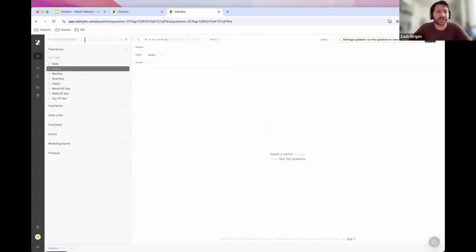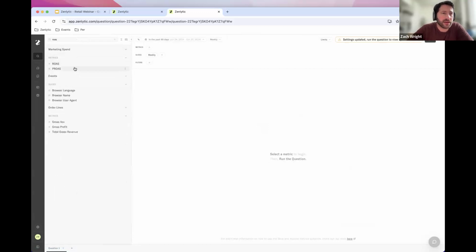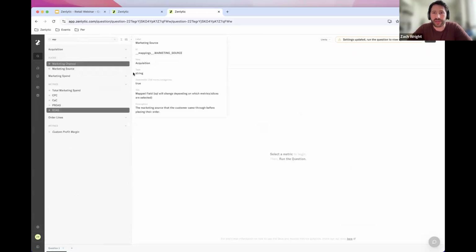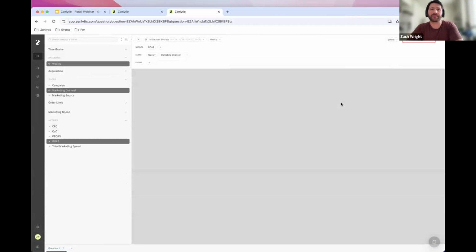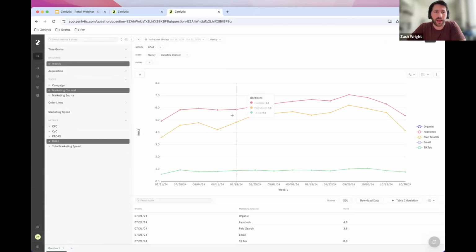So on a weekly basis, I want to get an idea of the return on advertising spend. And I want to do this specifically for all marketing channels. I want this broken down by marketing channels to see if Facebook is always the most efficient. All right, so I get this line chart. I see that Facebook is, for all of these weeks over the past 90 days, the most efficient.